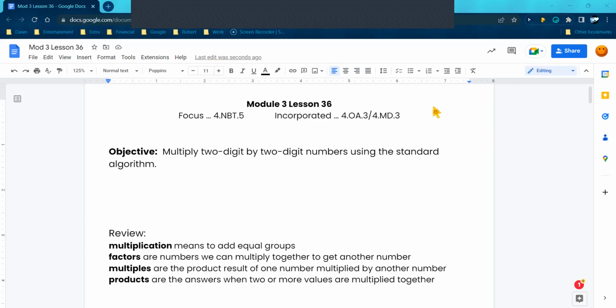Hey, my friends, it's Miss Alexander, and today we are working on Module 3, Lesson 36 of EngageNY. Our objective is to multiply two-digit by two-digit numbers using the standard algorithm.